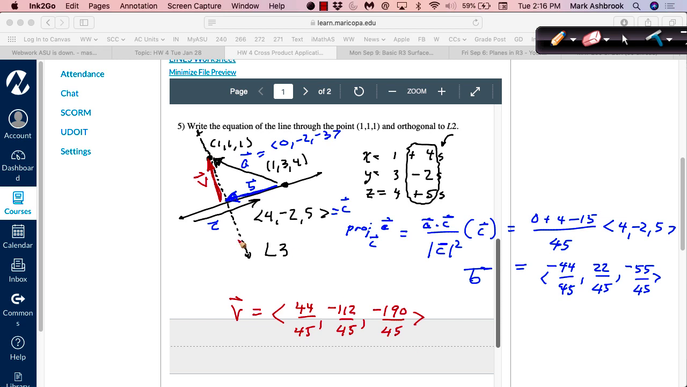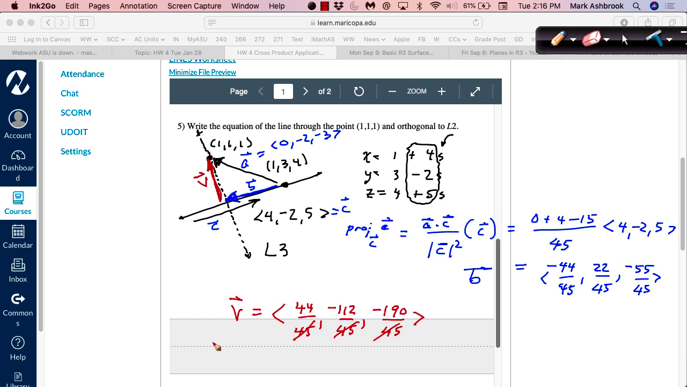Now, all we need is direction, right? So all we need for V to write the equation of this line is any vector parallel to V. So we can get rid of these now, right? Does that make sense? If I'm writing the equation of the line, any vector parallel to the line is good. Since they all have 45 in the denominator, I can just multiply by 45, and that's a valid direction vector for the line.